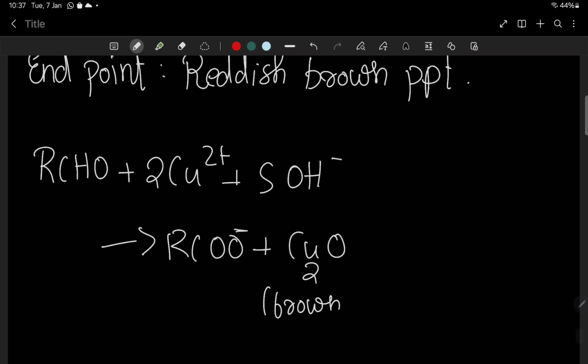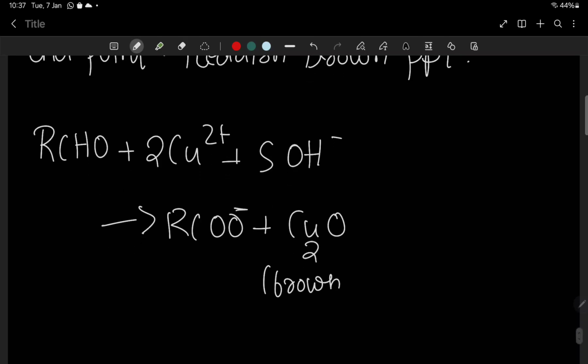They can ask, what is the brown precipitate? That is Cu2O. What is the silver mirror? That is silver itself. But what is the brown precipitate? That is copper oxide, Cu2O, plus 3H2O. Very important.